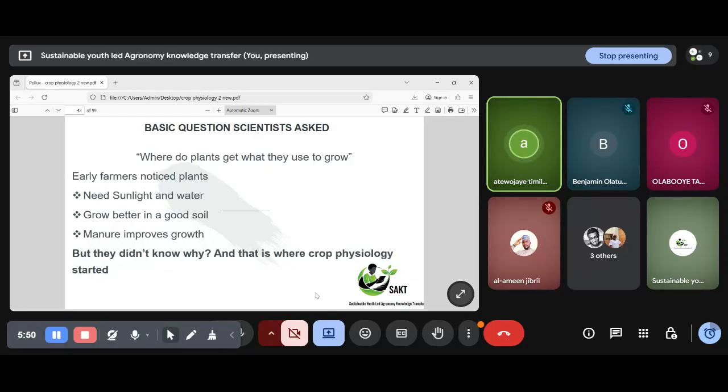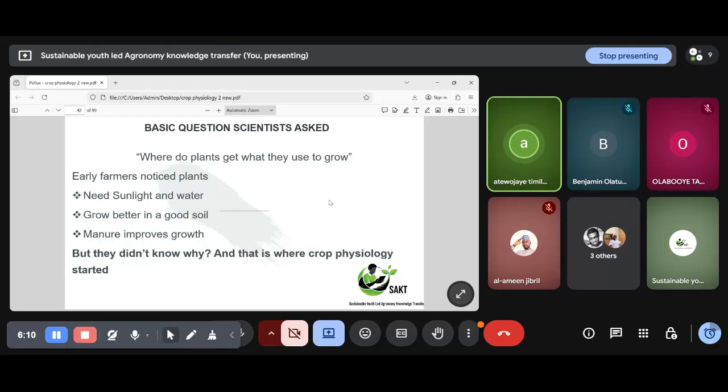But they don't know why my plant is growing that way. If they see anything, they might think it's from the ancestors that makes it look like that. But they don't know why this thing is happening. So they grow in a better soil. Manure improves growth. They don't know why, what it is. They just apply manure.